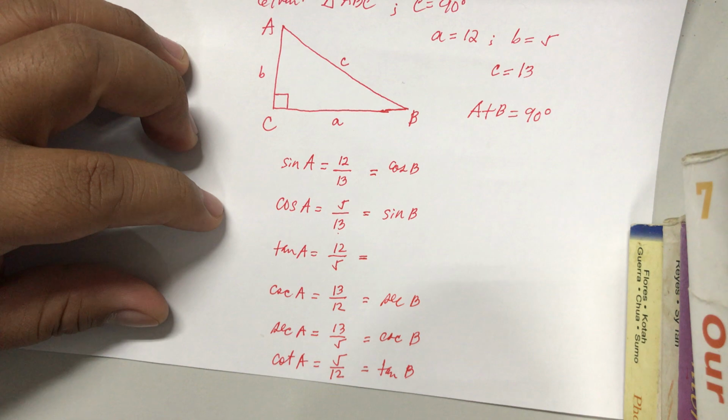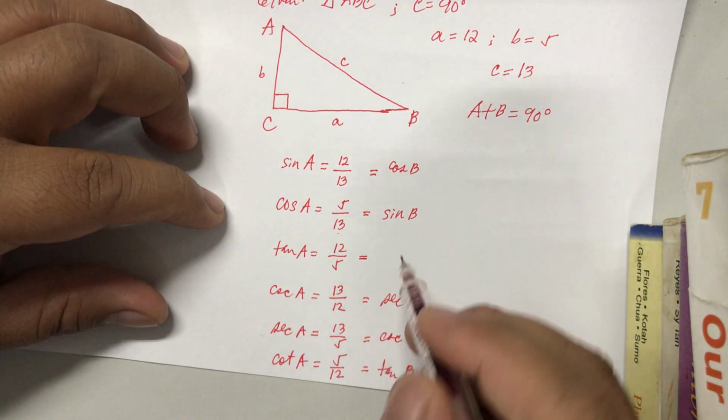Finally, you have cotangent of angle B. Cotangent is the reciprocal of tangent. Since tangent of angle B is 5 over 12, it follows that the cotangent of angle B is 12 over 5, which is equal to tangent of angle A.